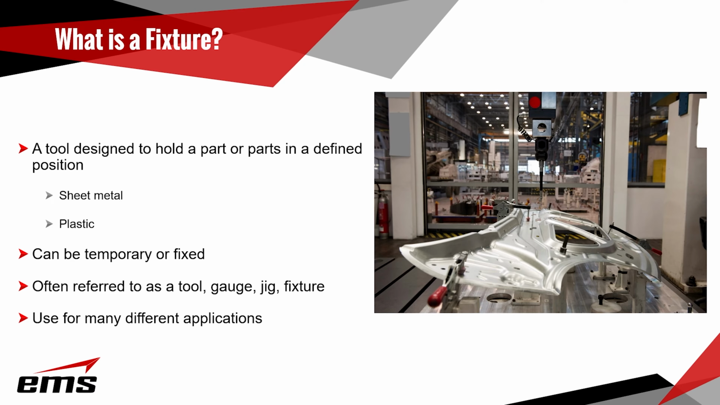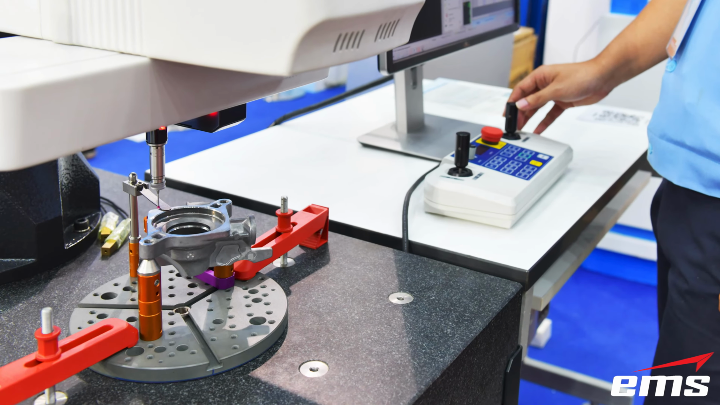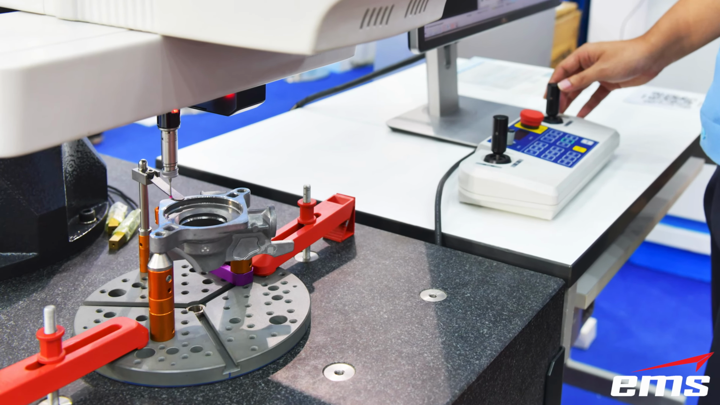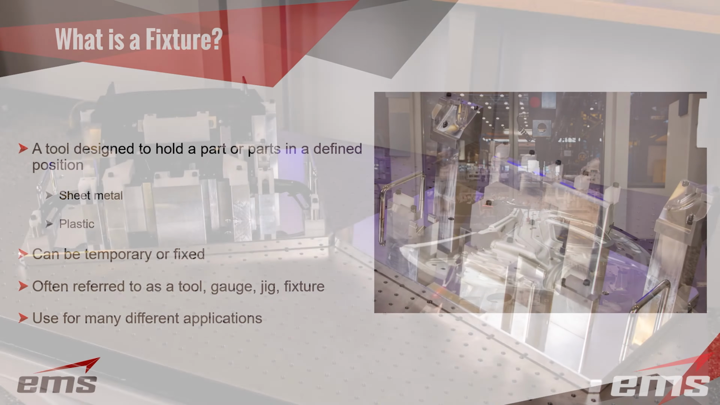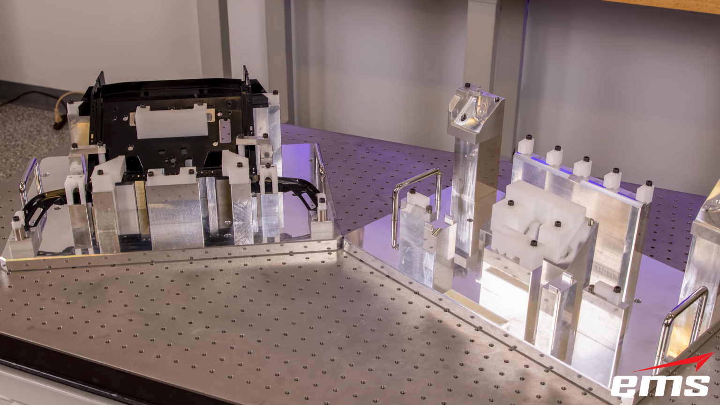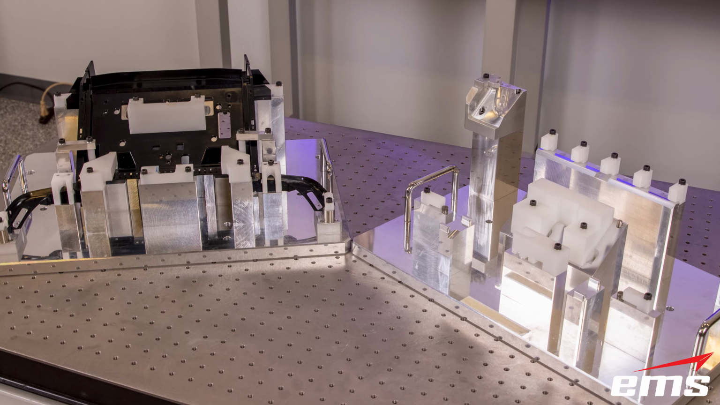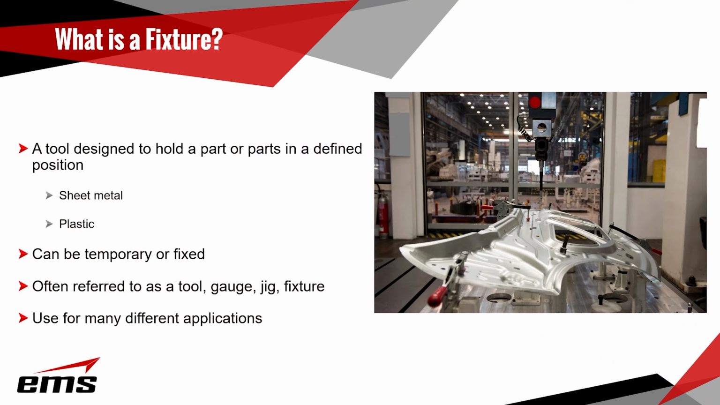Fixtures can be temporary, where you put together some components to fixture something up on a temporary basis, or they can be fixed, where you're building a dedicated fixture for a specific part. They're also often referred to as tools, gauges, jigs, fixtures. All those words are kind of interchangeable. It has to do a little bit with what you're trying to do with the fixture and what terms are typically used. But they are used for many different applications.